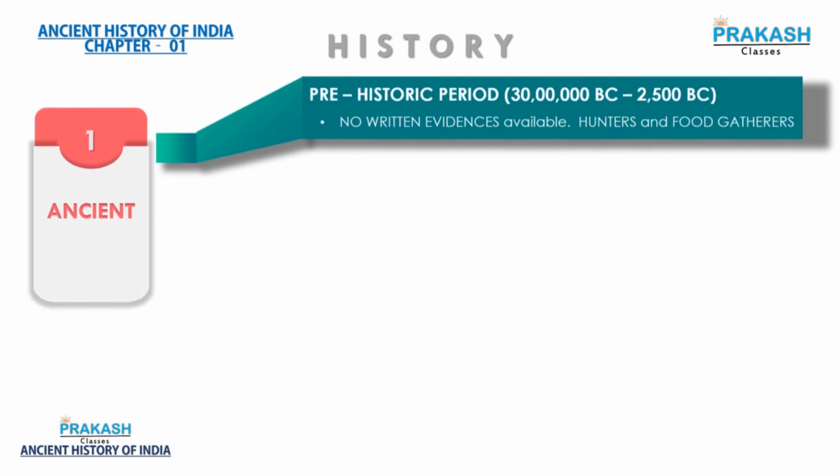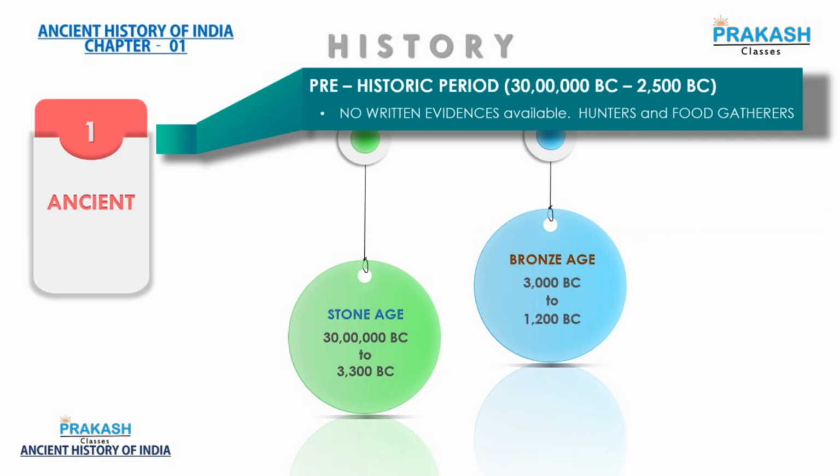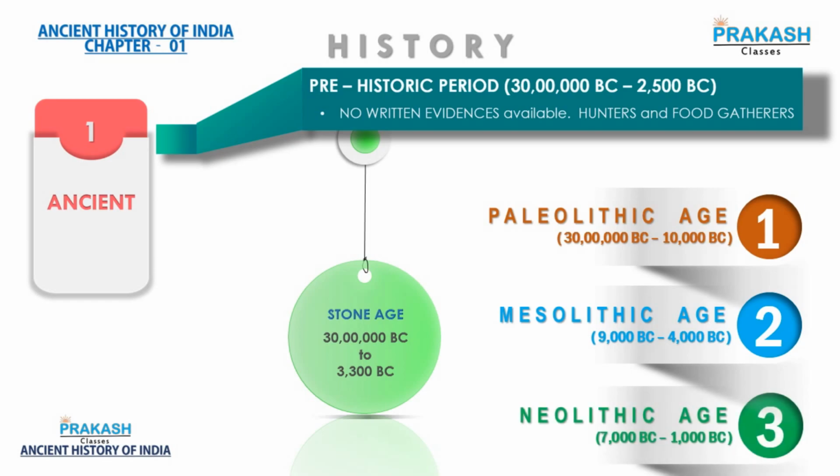The prehistoric period is further divided into three ages, that is, the Stone Age, the Bronze Age, and the Iron Age. This division is based on the use of metals in making different implements of this period. The Stone Age is divided into three parts. The first one is Paleolithic Age, the second is Mesolithic Age, and the third is Neolithic Age. Now let us study Stone Age at a greater length.